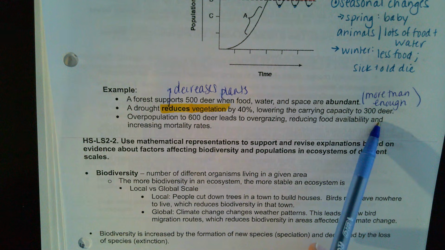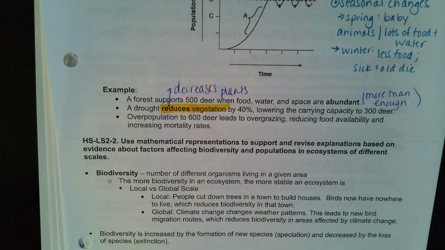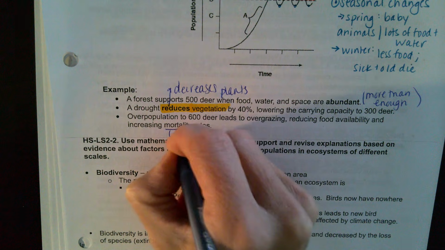This could be another reason why it would fluctuate, right? Like, oh man, there was a drought, now there's not as much grass. Sometimes we see that midsummer here where I live in the July, August, not enough rain. Not enough rain means the grass looks brown and gross, and there's just not as much food then for the organisms. Overpopulation to 600 deer leads to overgrazing. Overgrazing meaning eating too much of the grass. That reduces the food availability and increases mortality rates. Mortality just means death.